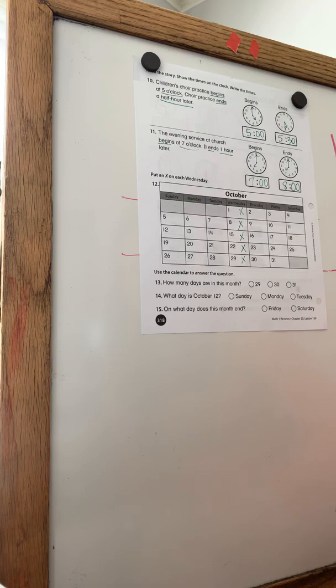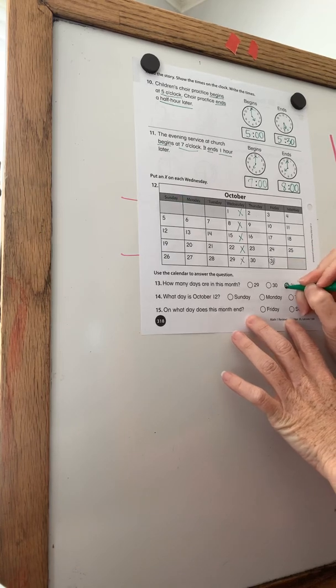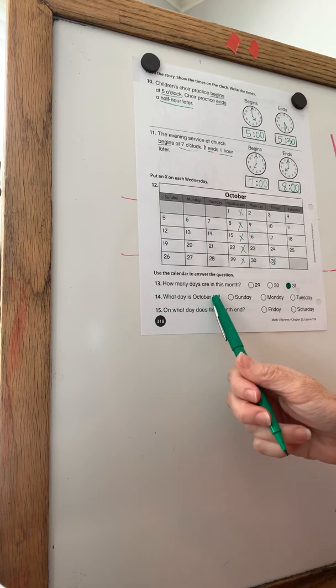Okay. All right, let's answer some questions. How many days are in this month? All right, days are going to be the last number that you see. So how many days are there in the month of October? There are 31 days, and there are always going to be 31 days in October. That is not going to change. Every year, October is going to have 31 days.